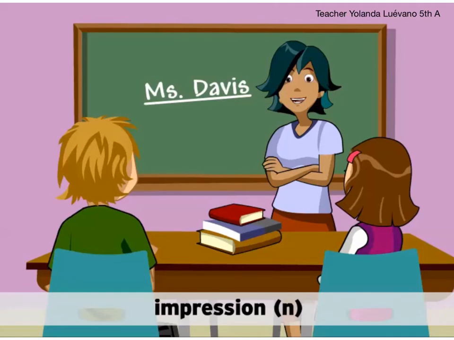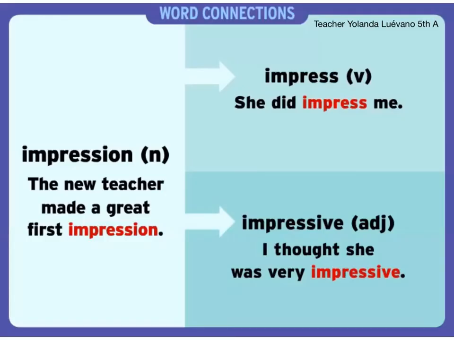Now we have impression. Pay attention. It has a double S. Impression can have many transformations as a word. Here, as a noun, the new teacher made a great first impression. An impression is something really fast, something that you see just once and you get an idea about it. For example, the new teacher made a great first impression just with one class.